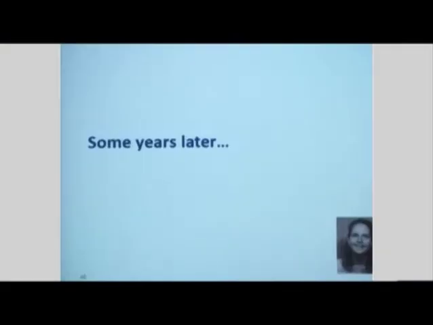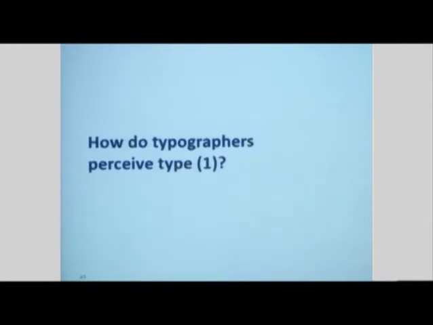But now I come to more recent research, so I've grown up a bit now. I am older than in the photo, but it is some years later. And now I'm going to look at how typographers perceive type. So this is very, very different to what I've just spoken about, but it still involves perception.